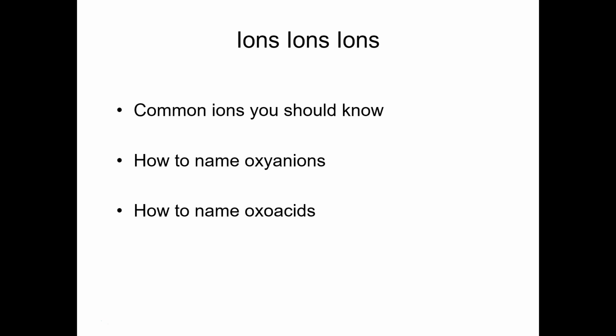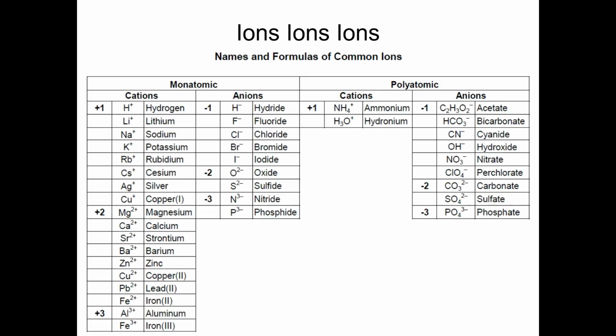And so let's talk first just briefly about names and formulas of common ions. Just about all of these are things that we have already done in class. But I'm going to hand out a sheet that has these ions on it, and these are really the ones where I do expect you to be able to correlate name with formula. So if you look at the monatomic cations, I've got them arranged by charge.